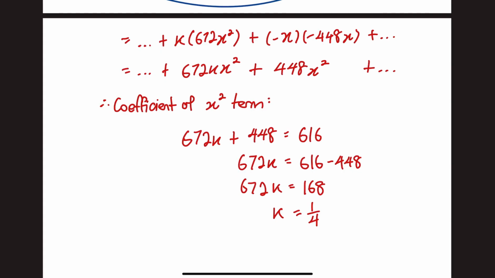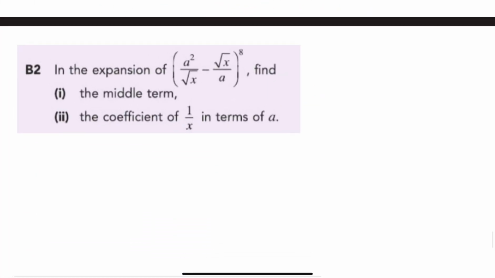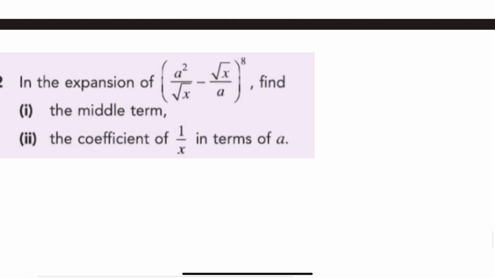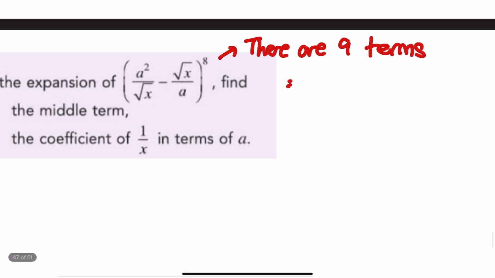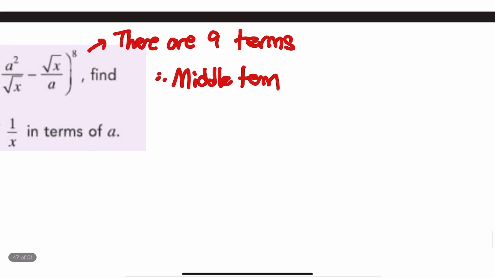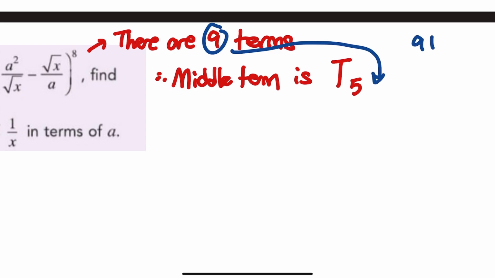Okay, question number 2 here. In this binomial expansion, find the middle term. Note that since the power is 8, there are 9 terms. Therefore, the middle term is term number 5. Or how you can get this is simply (9 plus 1) divided by 2 to find the middle term, which is the 5th term.